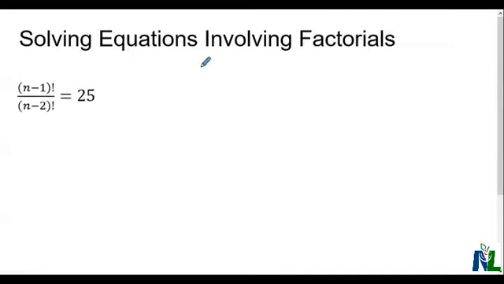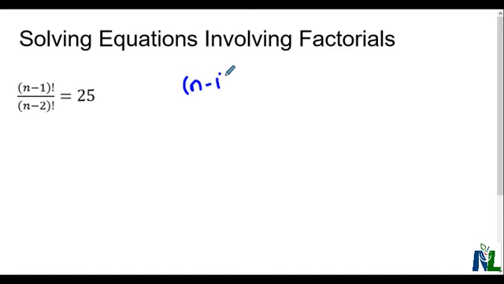Here we'll look at how we can solve an equation involving factorials. So what we need to do is expand out the larger factorial, and then it will cancel with the smaller factorial. So looking at n minus 1 and n minus 2, n minus 1 is the larger factorial.